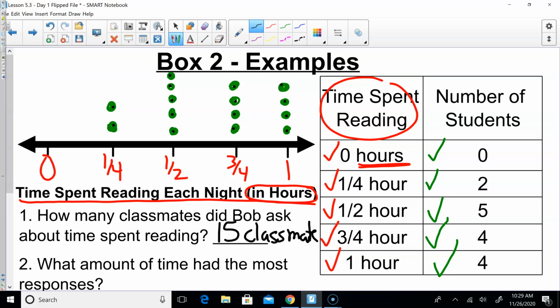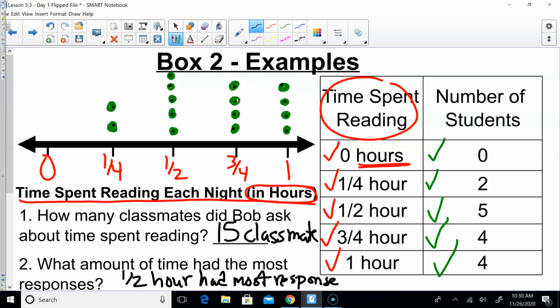And the next one, what amount of time had the most responses? So if I look, which one had the biggest? Well, I see 5 is the biggest. So what amount of time was 5? That would be half hour had the most responses.